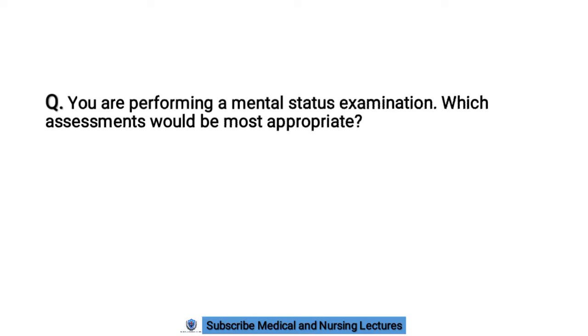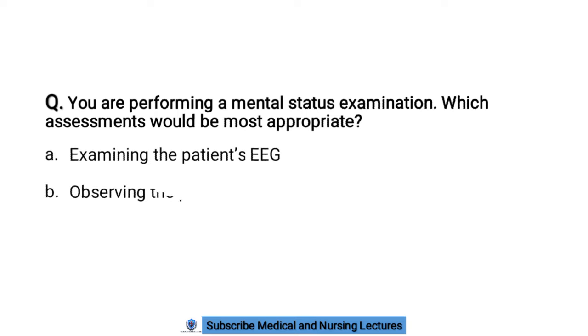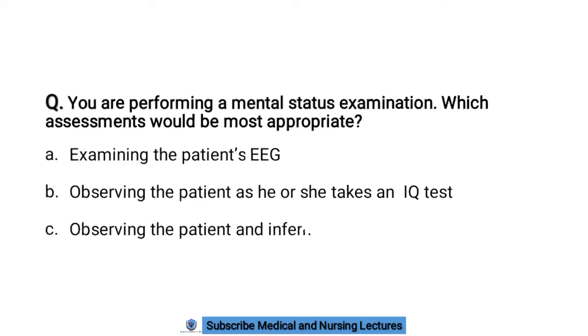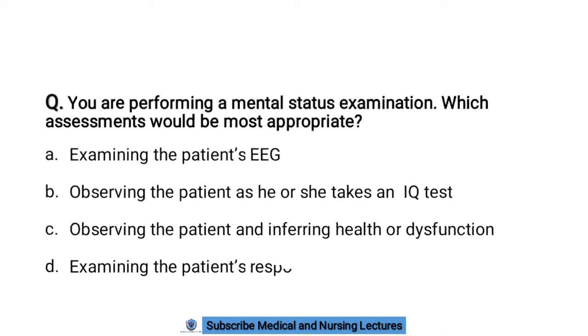You are performing a mental status examination. Which assessment would be most appropriate? Option A, examining the patient's EEG, electroencephalography. Option B, observing the patient as he or she takes an IQ test. Option C, observing the patient and inferring health or dysfunction. Option D, examining the patient's response to a specific set of questions. The correct option is option D, examining the patient's response to a specific set of questions.